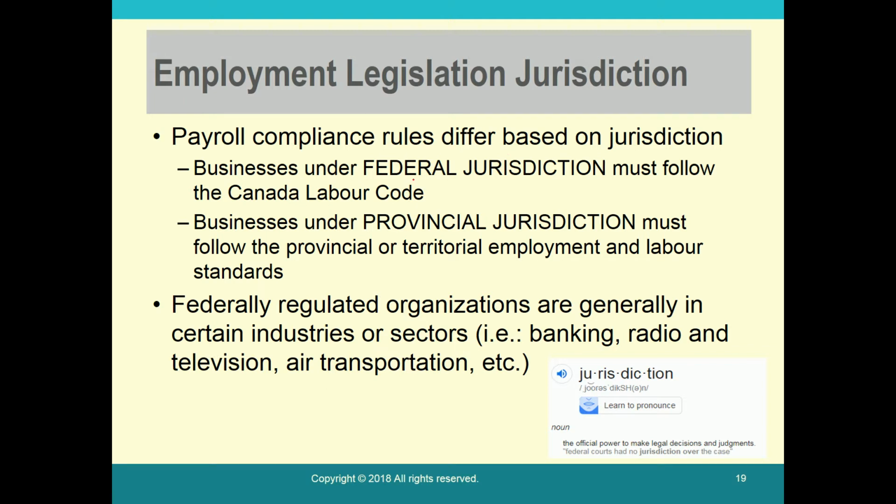Okay. Businesses under federal jurisdiction must follow the Canada Labour Code. Businesses under provincial jurisdiction must follow the provincial and territorial employment and labour standards. Federally regulated organizations are generally in certain industry sectors like banking, radio, television, communication, transportation. Okay. So, these are more regulated bodies where they have to follow their legislation on top of other requirements.